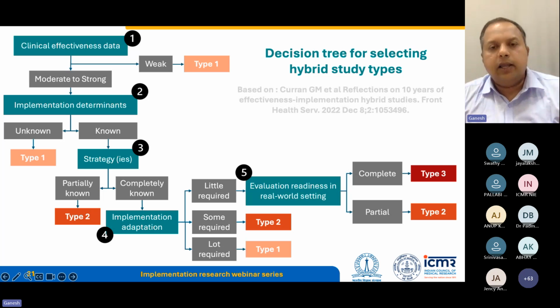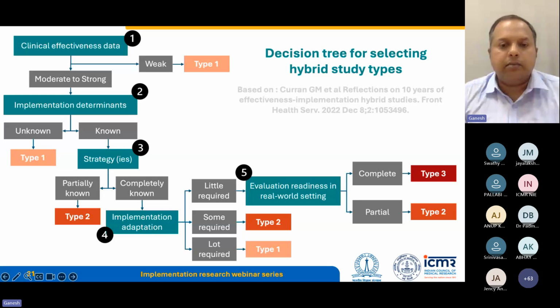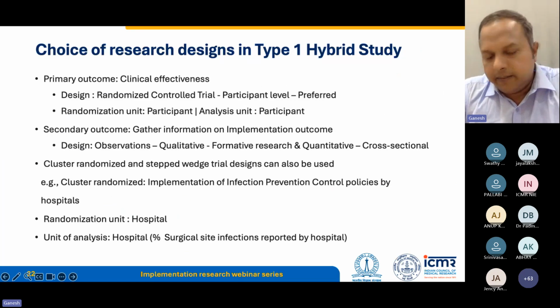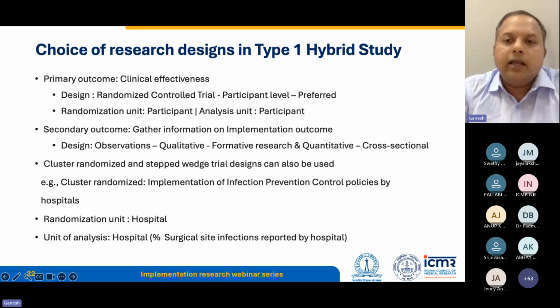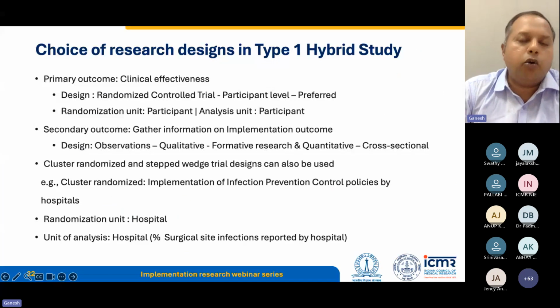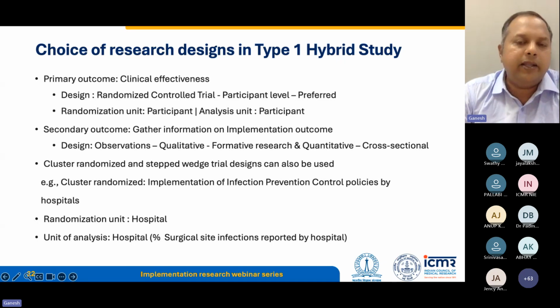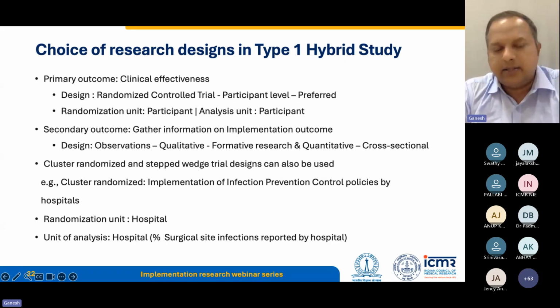Again, I wanted to clearly acknowledge Curran et al. I also want to give an important indication: this is an ever-evolving science, and we are at a very early stage. But I think this gives better clarity on choosing the respective hybrid designs. Please remember, the usual research designs to test effectiveness remain the same. Hybrid studies provide a platform for expediting or bridging the gap between evidence and practice.